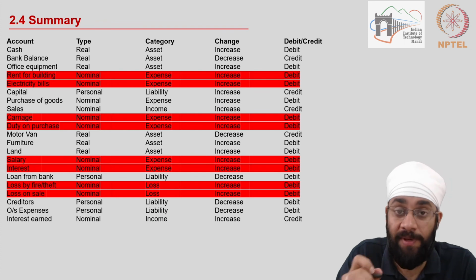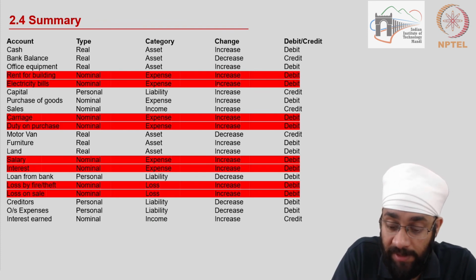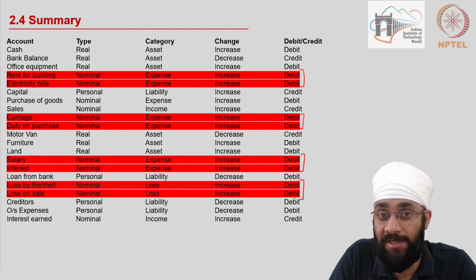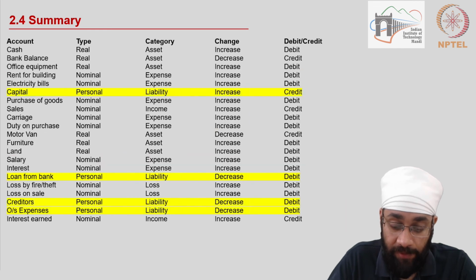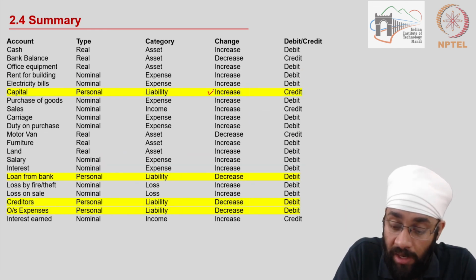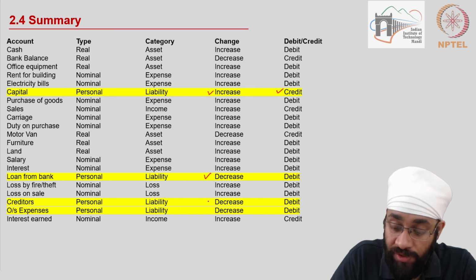Then you have expenses. Whenever expenses increase, you have a debit. Expenses increase, debit, debit and debit. So whenever expenses are increasing, you write it as a debit. And finally, the liability. Liability goes up. Liability is shown by credit. Whenever liability goes down, it is shown by a debit.